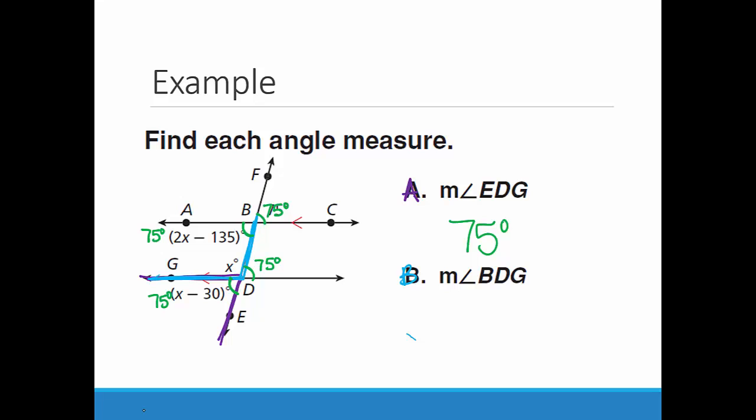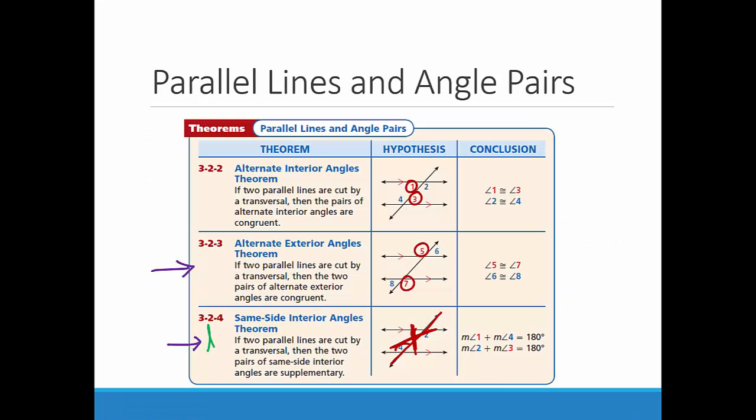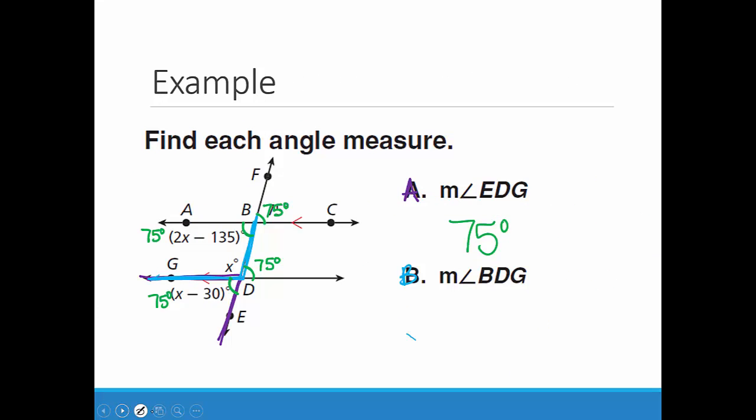And then I can use one of my other theorems. This one right down here, same side interior angles, and I know that they have to be supplementary. So if this angle here is your 75 degrees, this one has to add up to 180. So if I do 180 minus 75, I'm going to end up with 105. And that would be the same as this one, and the same as that one. So my two angles are 105 degrees.